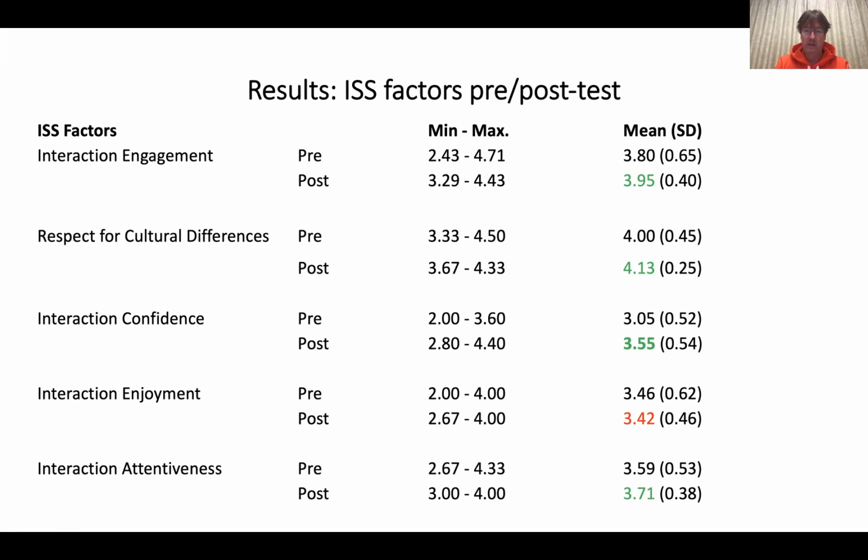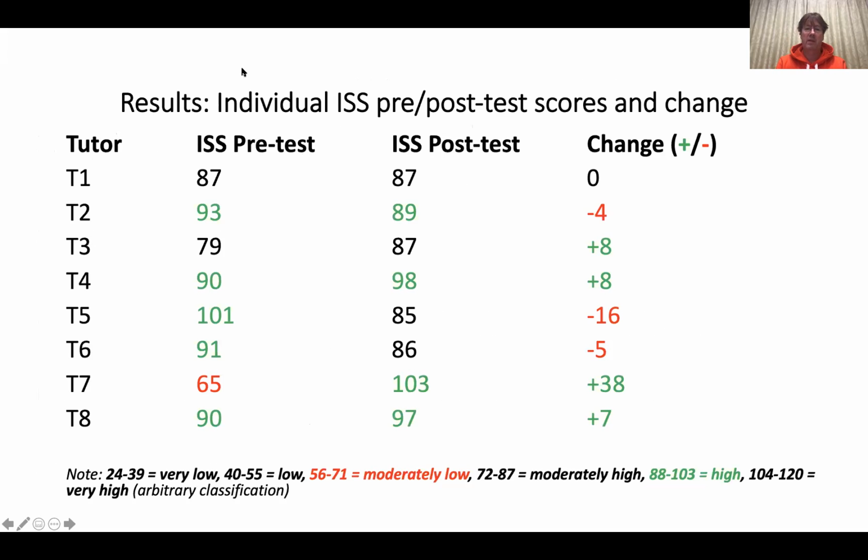Next, we'll look at the individual results. You can see here the individual results for the ISS between the pre and the post-test scores and the changes. T, of course, represents tutor, tutors number 1 to number 8. So one tutor indicated no change, as we can see over here. 4 of the tutors demonstrated an increase in their intercultural sensitivity, with quite a significant increase here for tutor number 7, moving from a moderately low score of 65 up to a high score of 103, a 38-point jump. 3 tutors also demonstrated a decrease in their intercultural sensitivity levels, with the largest decrease occurring in tutor number 5 at minus 16 points.